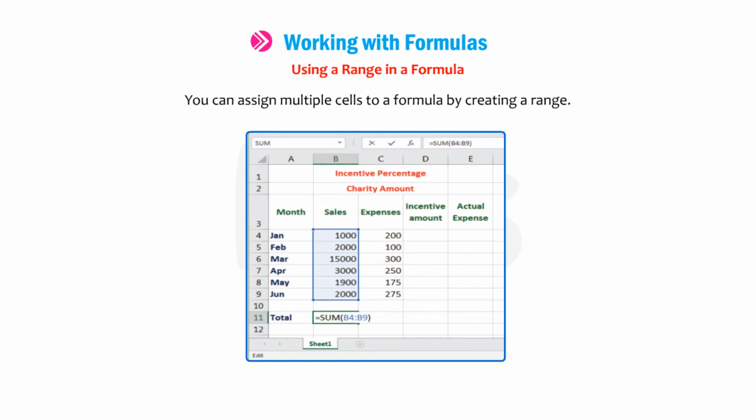Now, what is a range? With the help of a range we do not need to write each cell individually. Like in the previous example, we wrote B1, B2, B3, B4. Instead of that, use a function: write equals, write the function name SUM, and in the brackets provide the range. A range has three parts: the starting cell address, the ending cell address, and in between the colon sign. So we have B4 colon B9. This is the range.